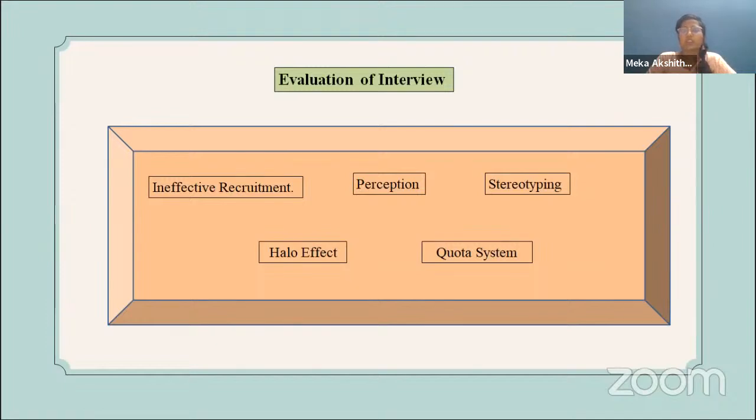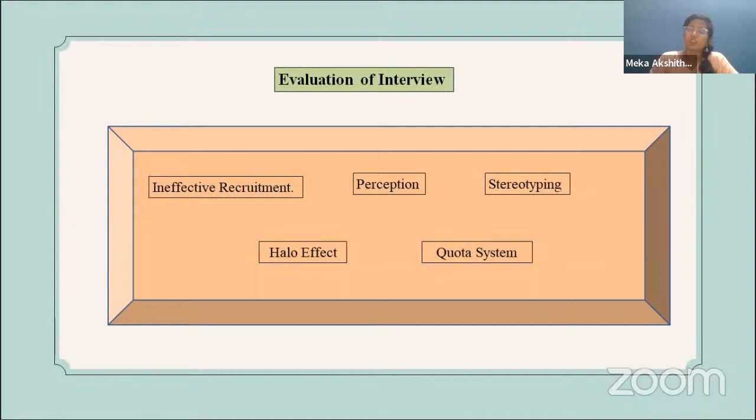Then comes the halo effect. Instead of selecting the candidate based on their capability, individuals might select the candidate based on their physical appearance. If the interviewer feels that the physical appearance of a candidate is good, even though his or her capability is low, he selects them, or rejects an individual who has the capability because their physical appearance is not good.